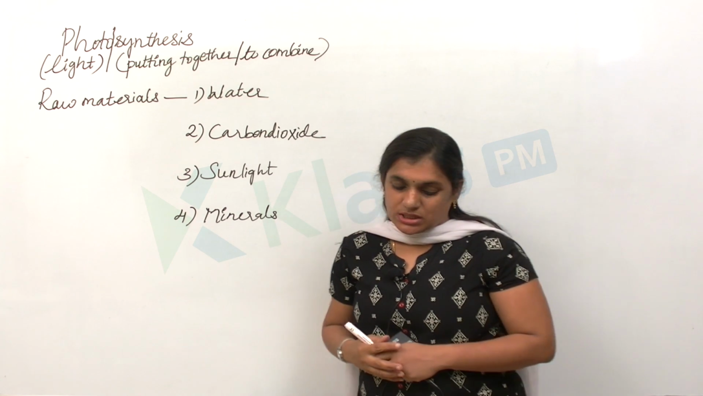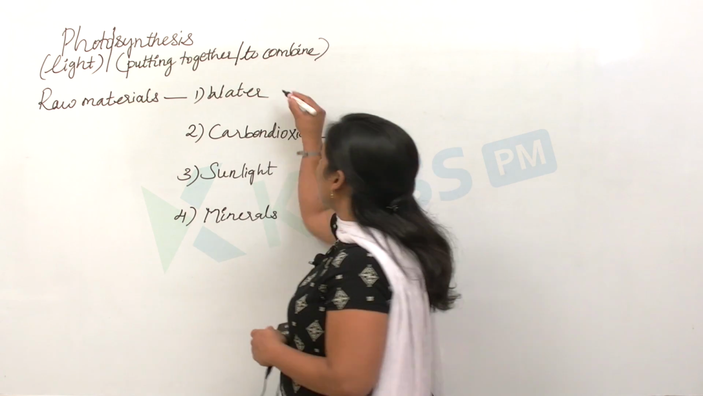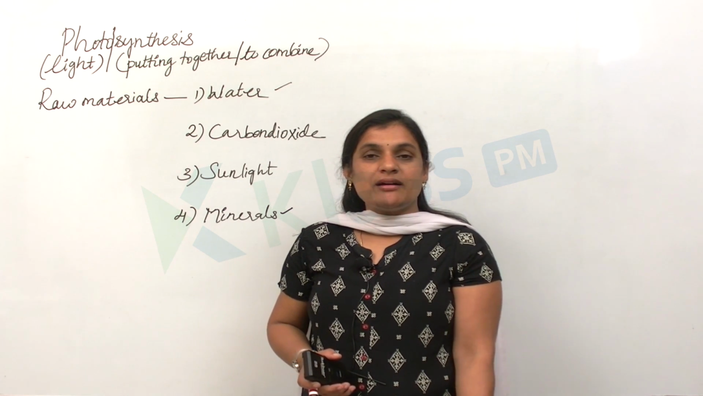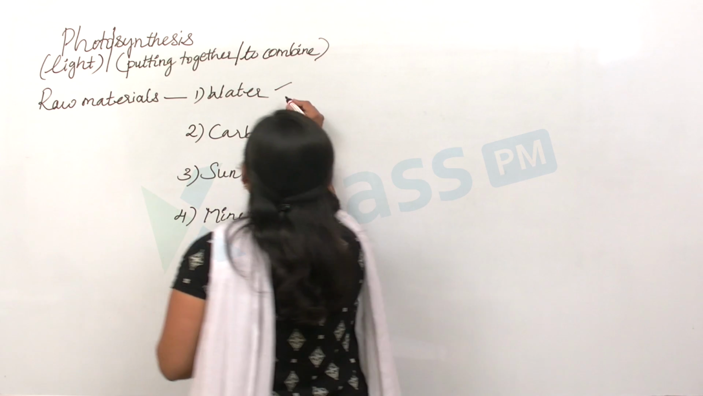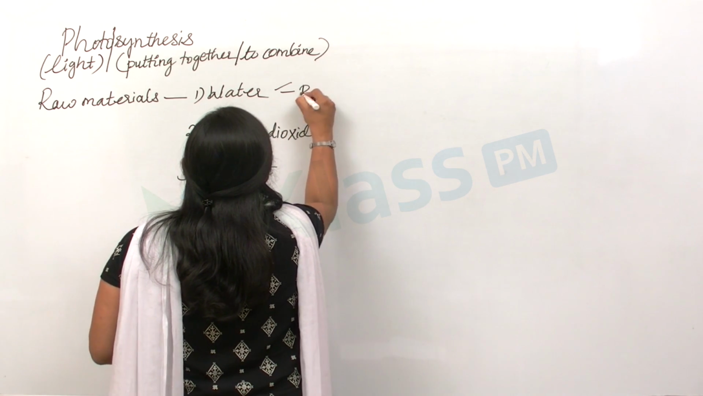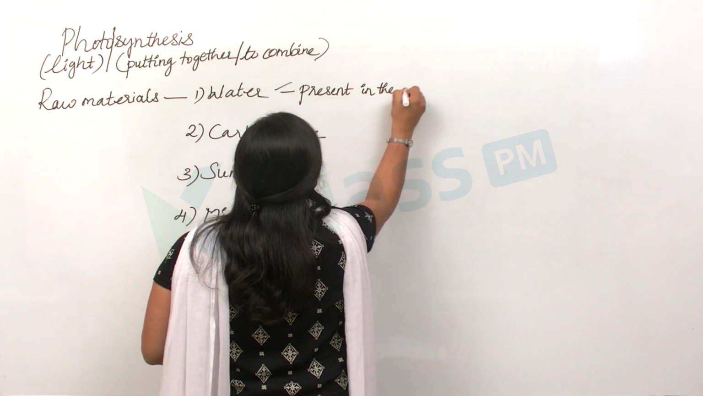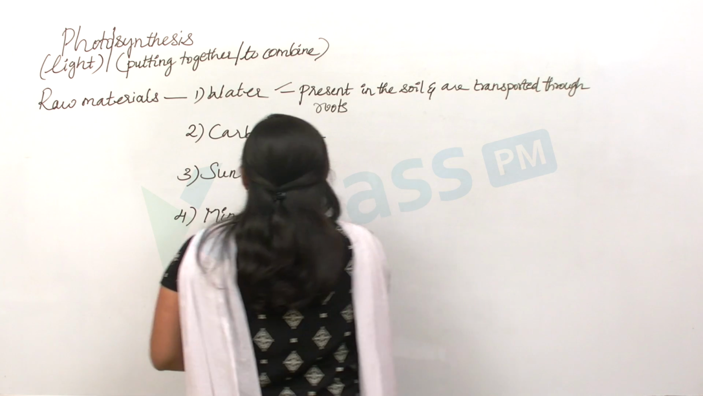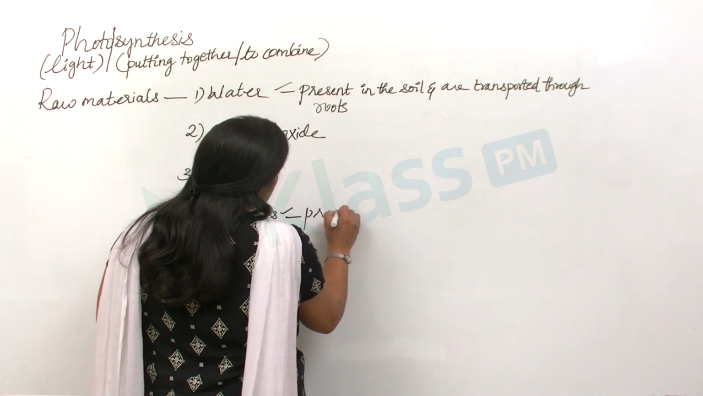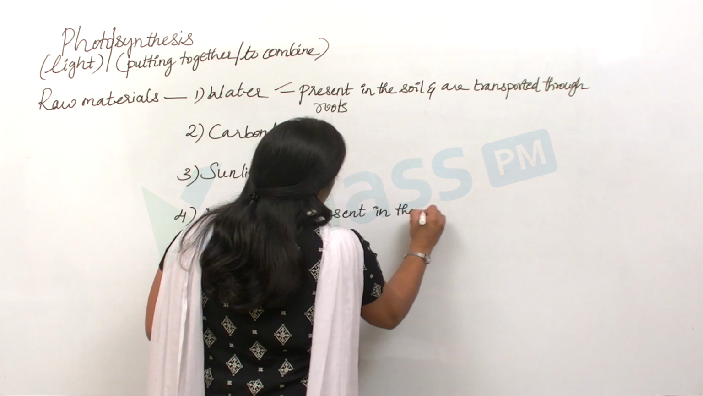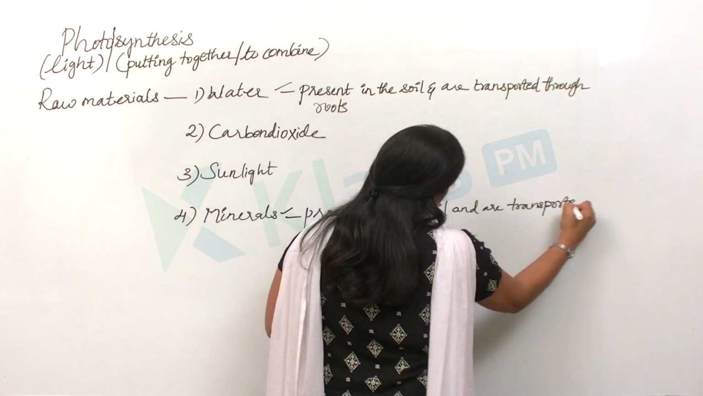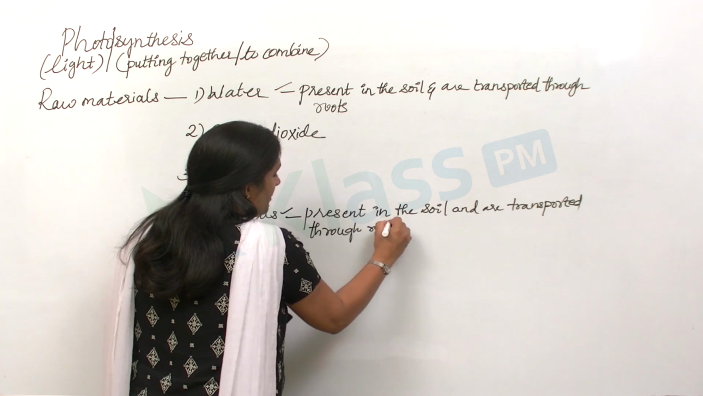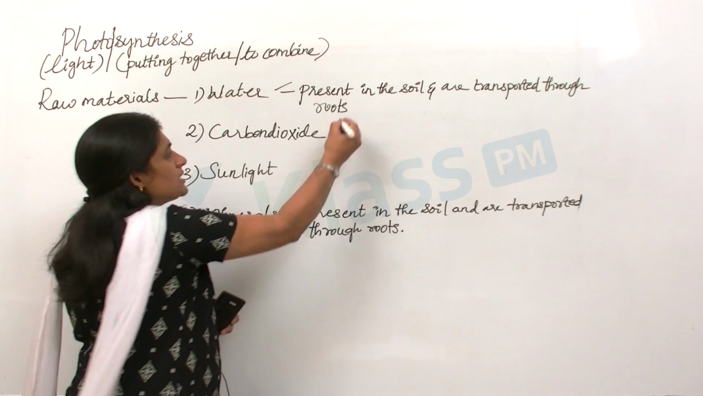When we start with water and minerals, we know that water and minerals are present in the soil. They are absorbed by the roots and are transported to the leaves. I'll just write it down. Water is present in the soil and is transported through roots. In the same way, the minerals are also present in the soil and are transported through roots. So we have obtained two raw materials, and we have seen how they are transported.